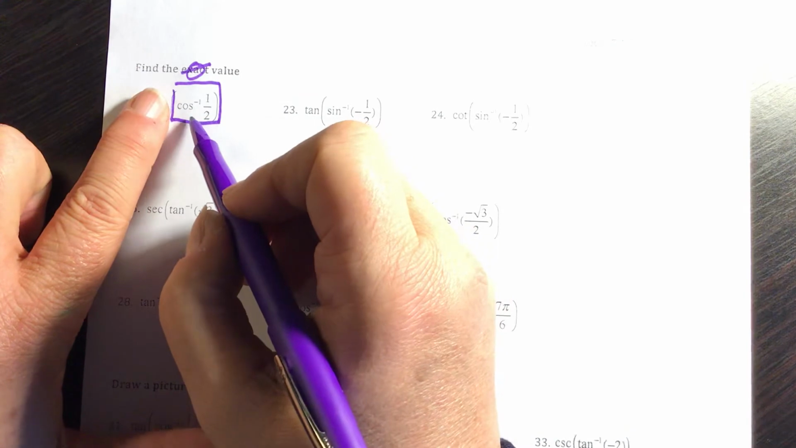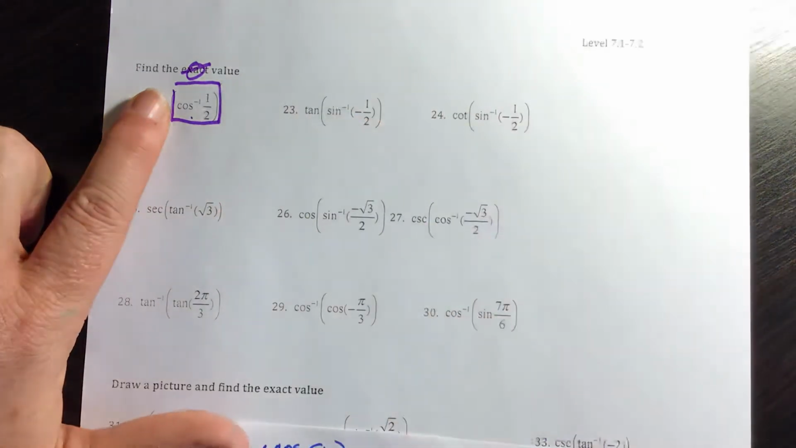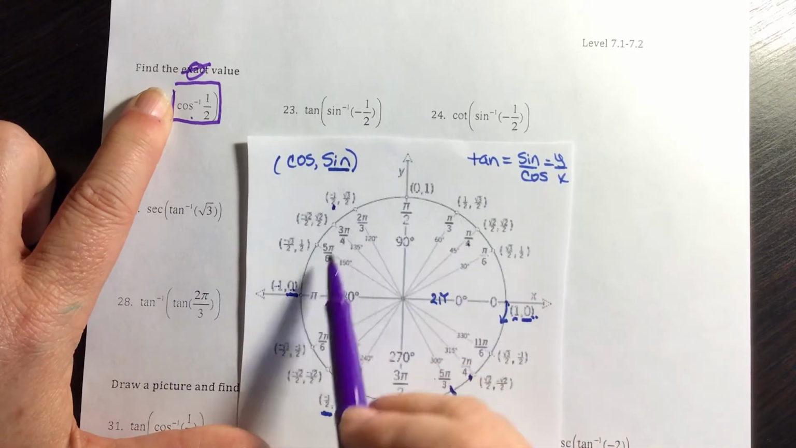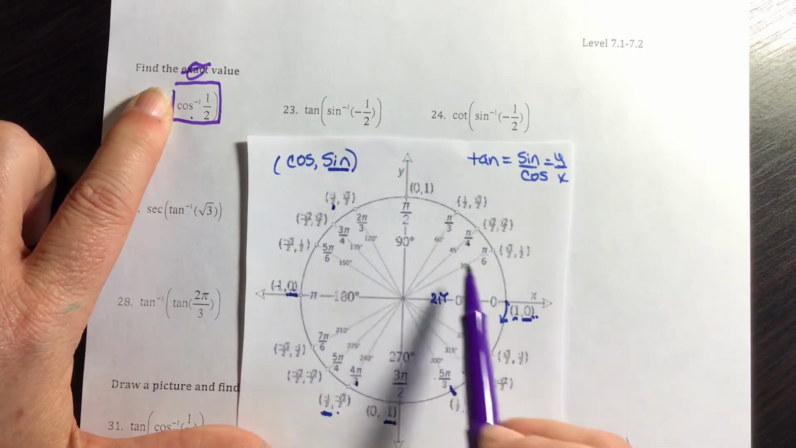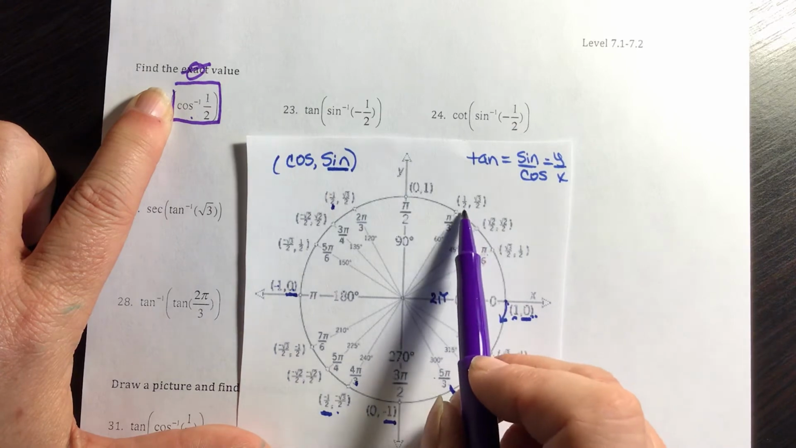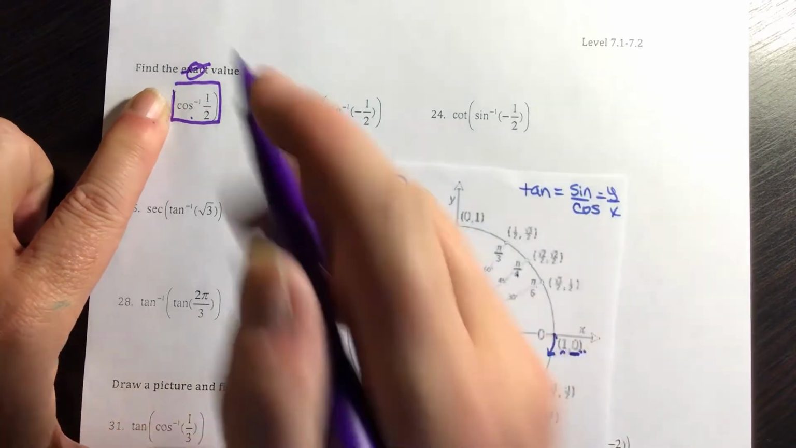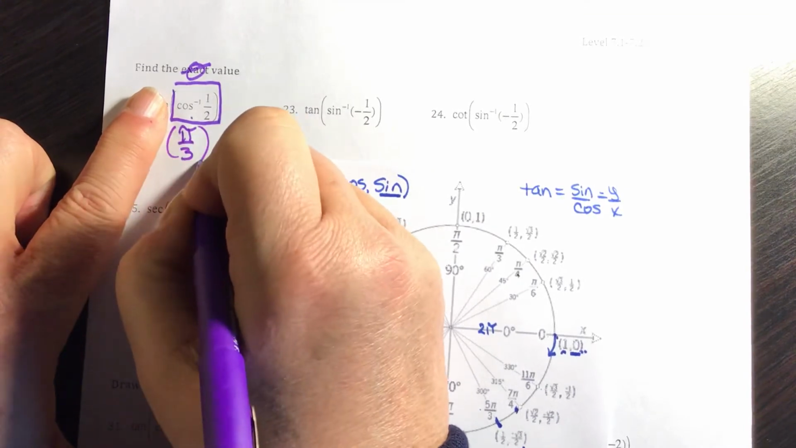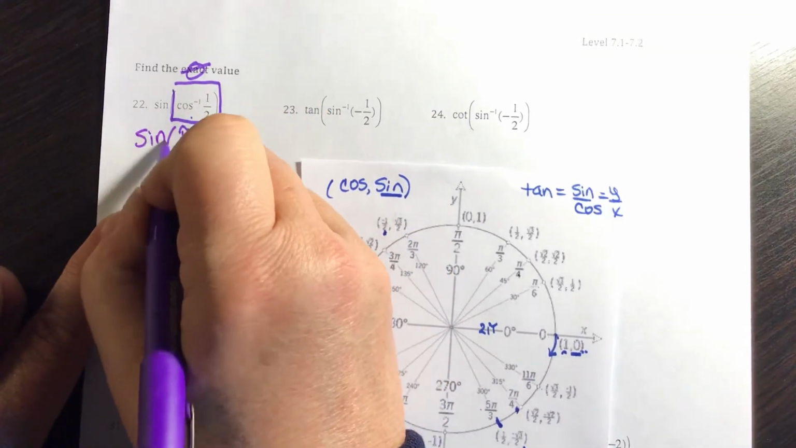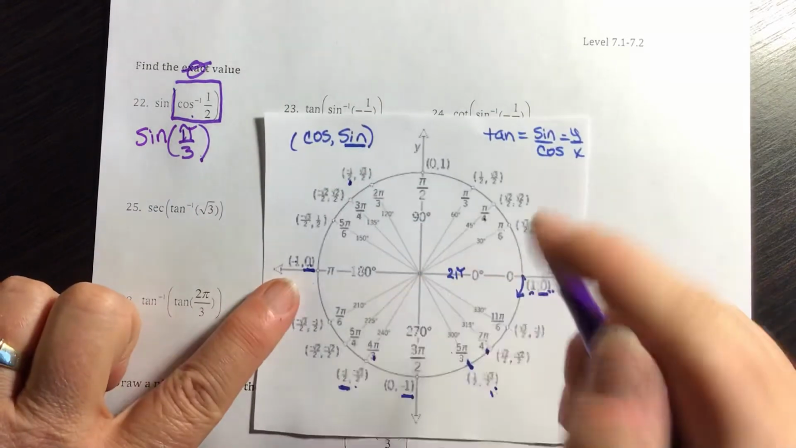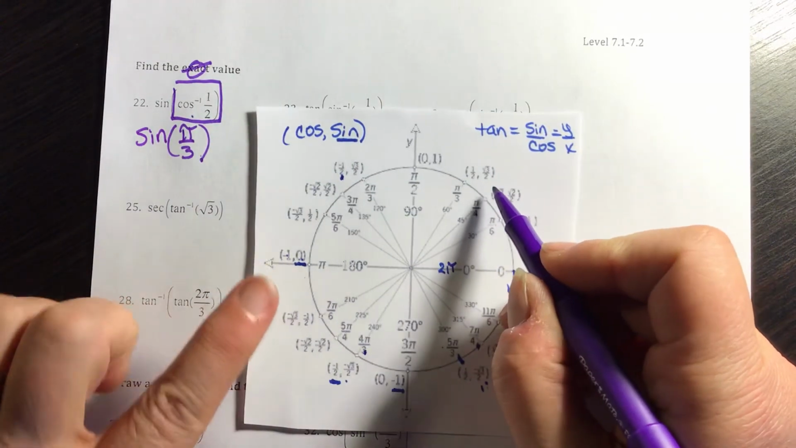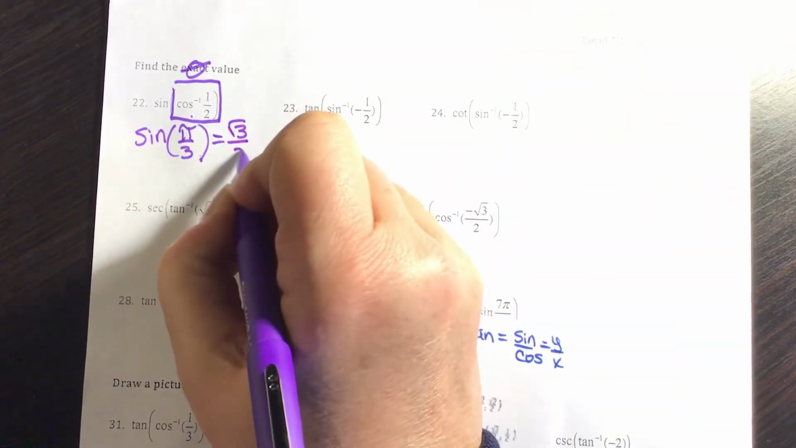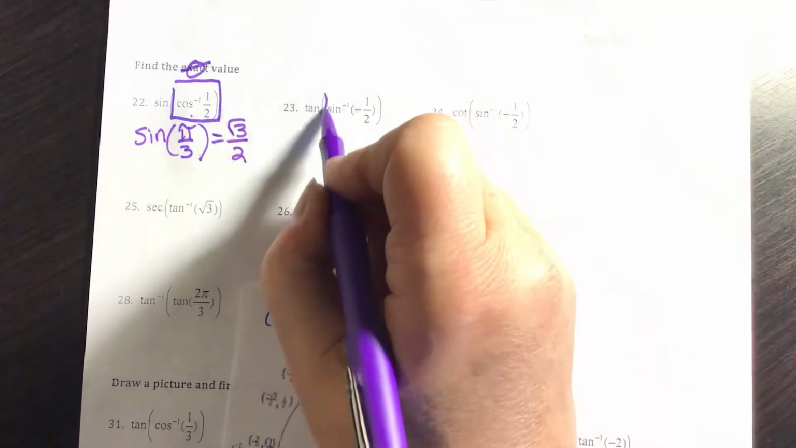All right, so what angle has cosine of 1/2? And we're working with cosine, so it's in quadrants 1 and 2. Cosine is the first number, so that would be pi over 3. So pi over 3 is my angle, and now let's find the sine of that. So sine of pi over 3 is square root of 3 over 2. All right, this is my angle.